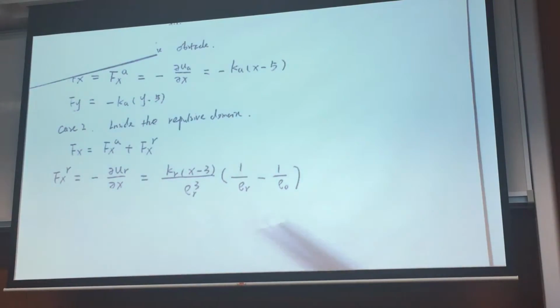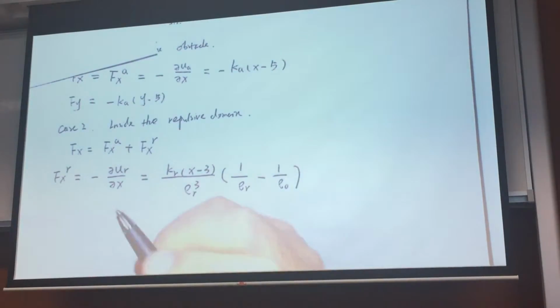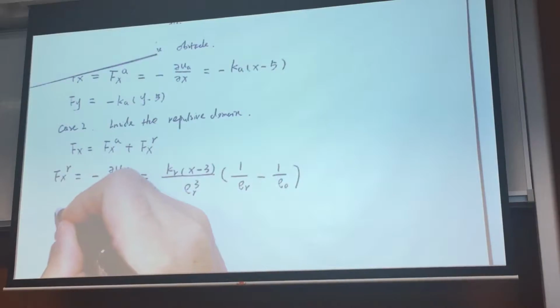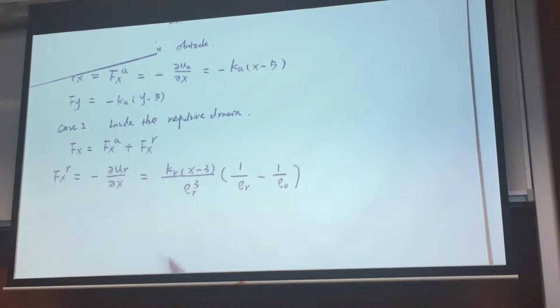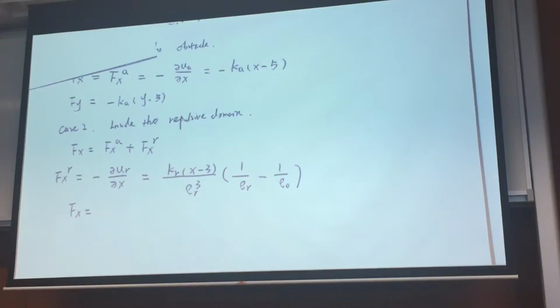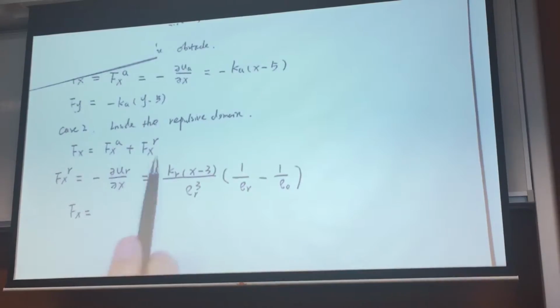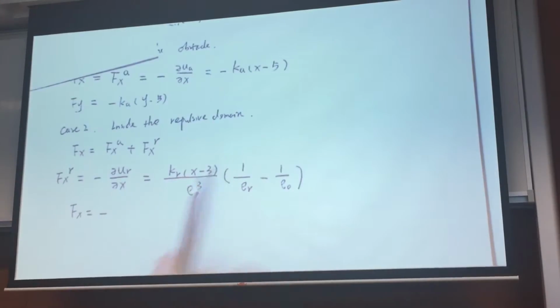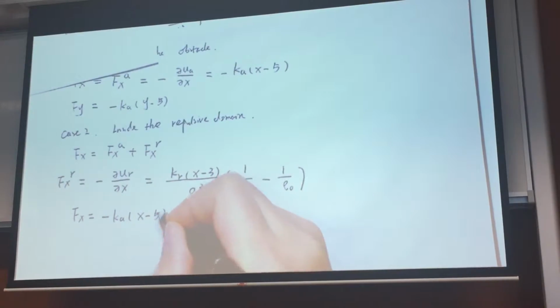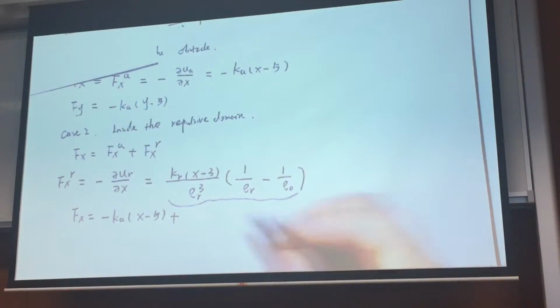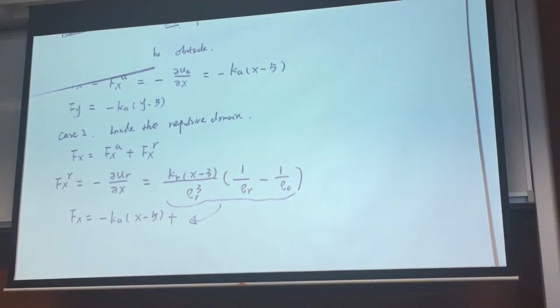So make sure you know how to derive these equations. It's not complicated. So similarly, you got your FYR, but here from the Fx. So the fx is given by two parts. The first part is minus this Ka x minus 5, plus the second part. The second part just add here.